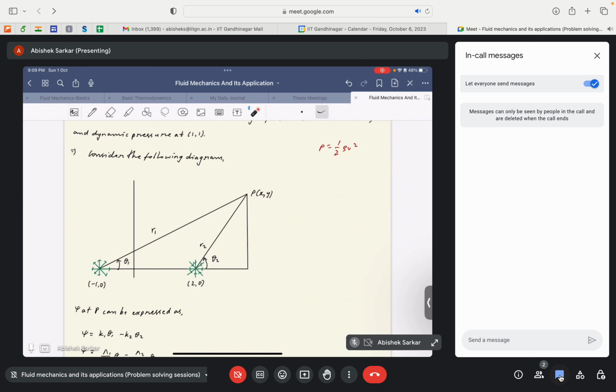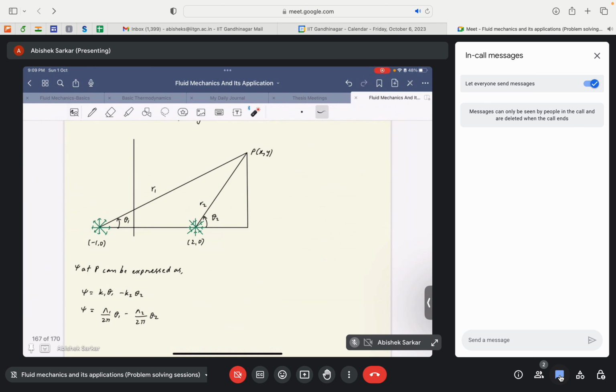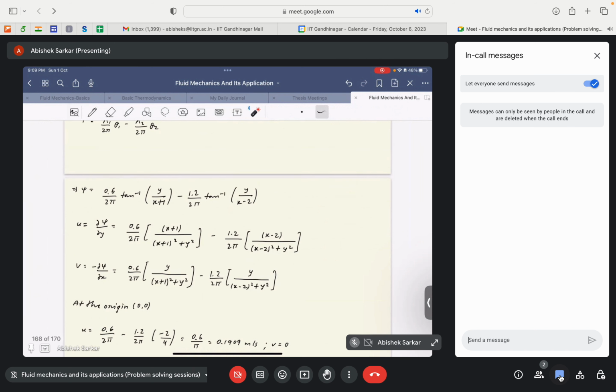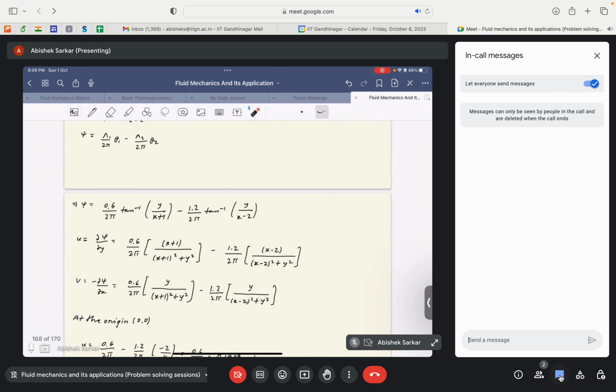Since it is a superposition of source and sink, psi can be expressed as this. Psi is equal to lambda 1 by 2 pi theta 1 minus lambda 2 by 2 pi theta 2. Then in the Cartesian coordinate form, because all the distances, or the coordinates, are given in terms of Cartesian coordinate system, it's better if we deal with that. So we need to convert this expression into Cartesian coordinates, right?